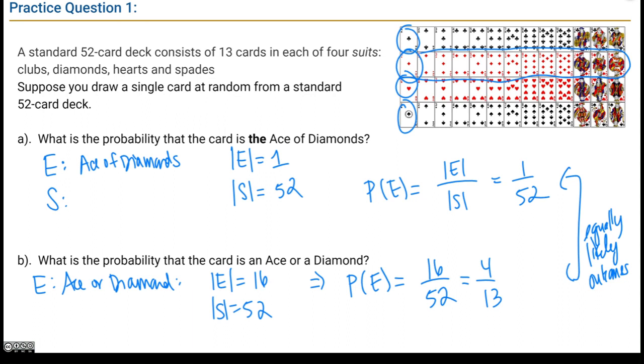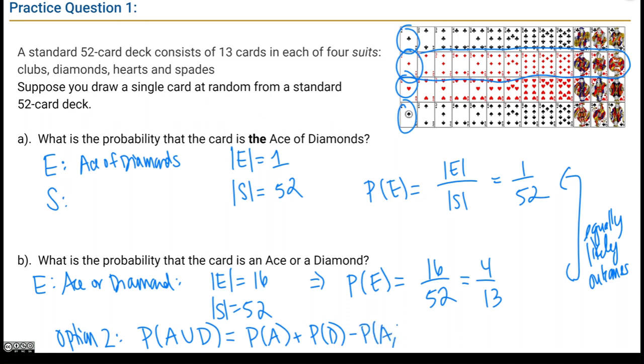But I'm going to point out the other way I could have thought of this, so I'm going to say option 2, is I could have thought of, okay, well, let's let A be the event that the card is an ace, and let's let D be the event that the card's a diamond. And so I want the probability of A or D, which is the same as A union D. And by using the inclusion-exclusion principle, that has to be equal to this.